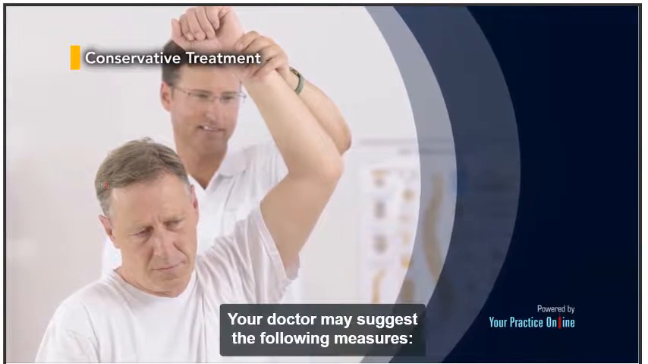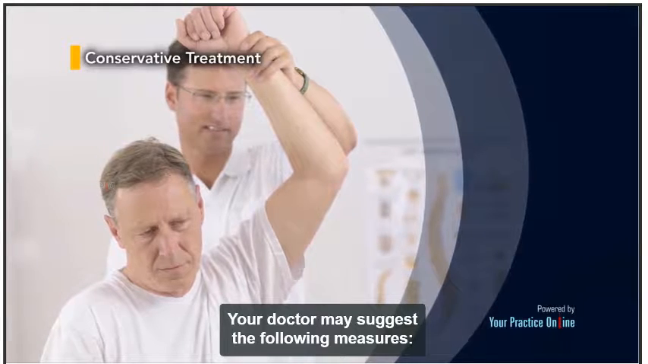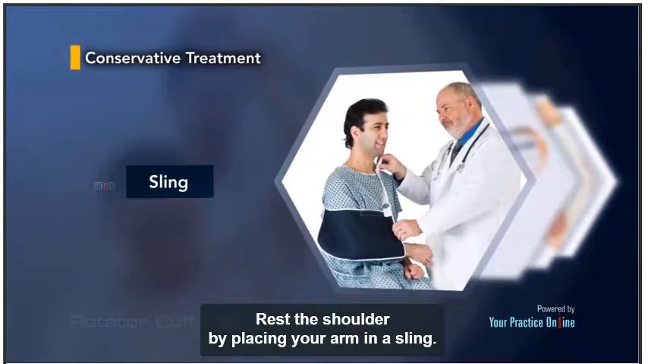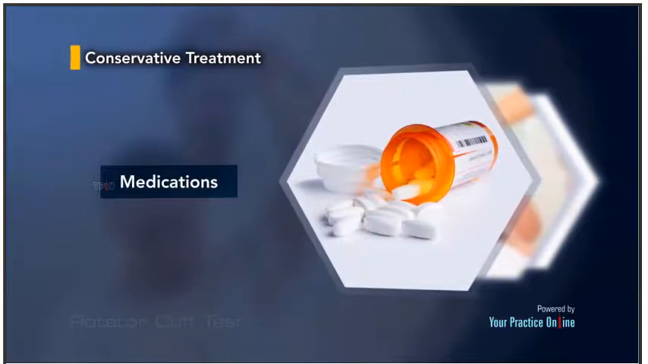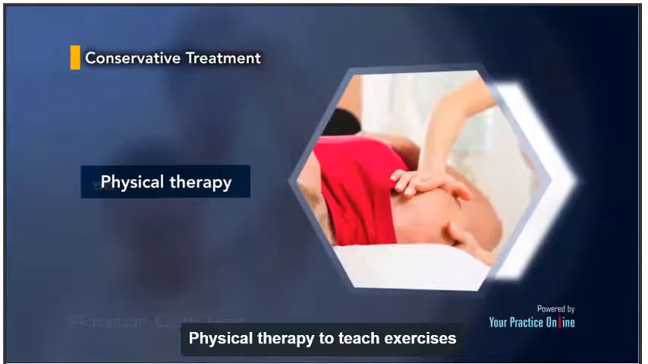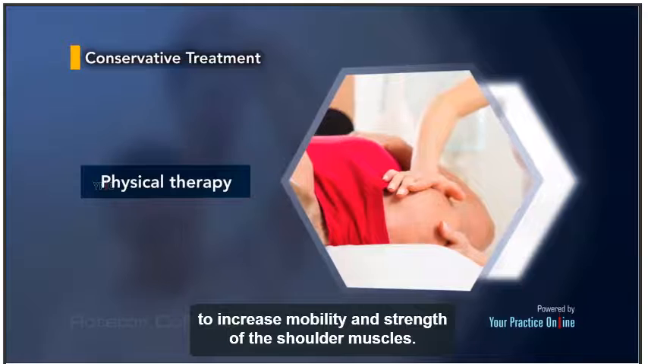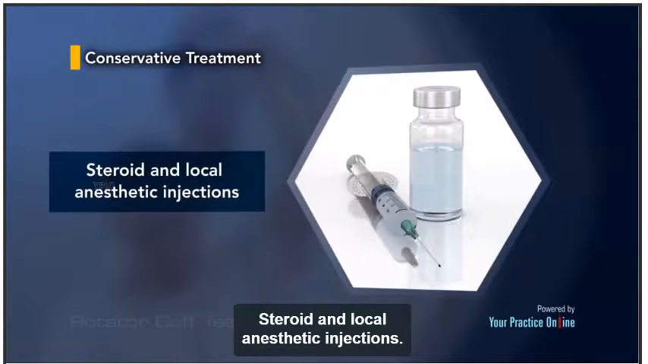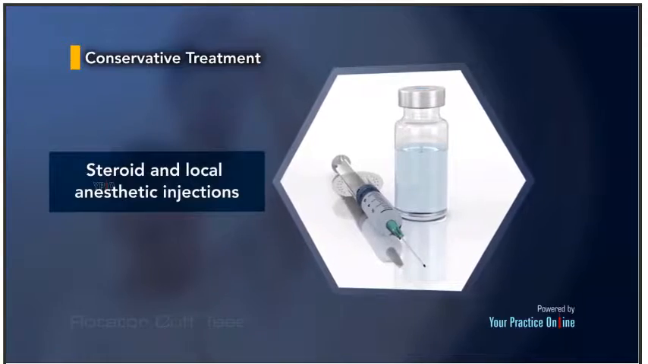Conservative treatment: non-surgical treatment of rotator cuff tears is initially recommended to alleviate pain and improve shoulder function. Your doctor may suggest the following measures: rest the shoulder by placing your arm in a sling, pain medications, physical therapy to teach exercises to increase mobility and strength of the shoulder muscles, steroid and local anesthetic injections.